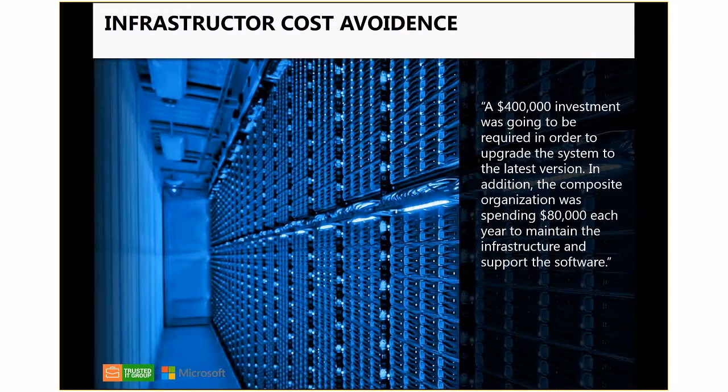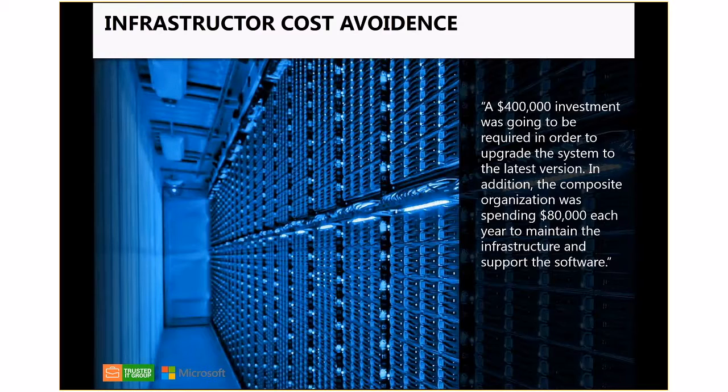Infrastructure cost avoidance. Now this is the elephant in the room, because if you have an on-premise solution, Forrester is saying that a $400,000 investment was going to be required in order to upgrade the system to the later version. In addition, the composite organization was spending $80,000 each year to maintain the infrastructure and support the software.